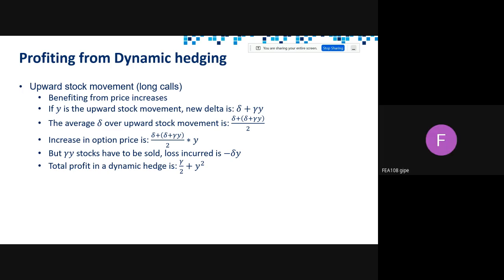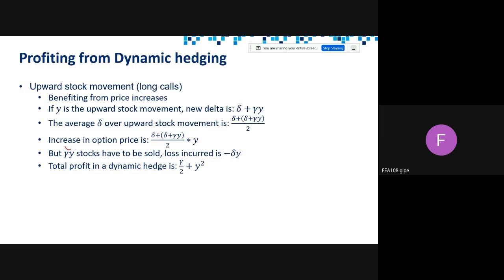So the average delta over the upward stock movement is nothing but you started with this delta, and then you ended up with this delta, and you divide by 2. No rocket science here. Initial and final divided by 2. And then the increase in option price is nothing but this, the average increase.